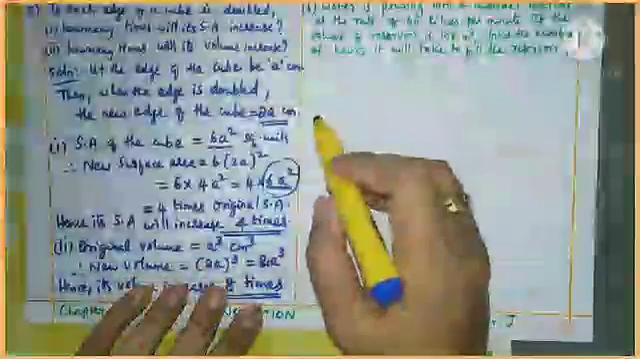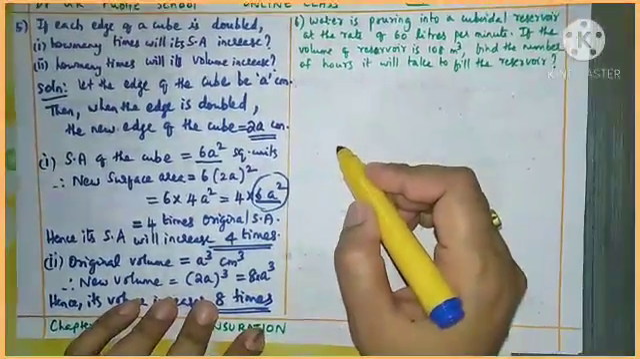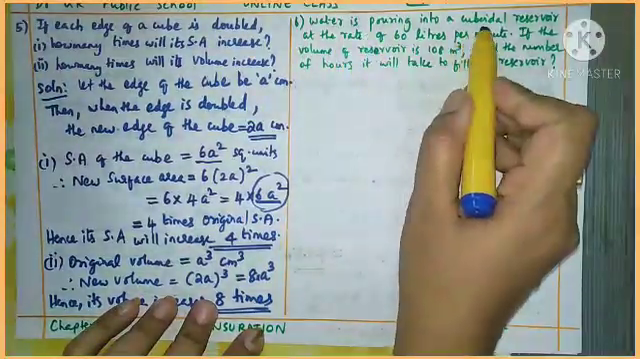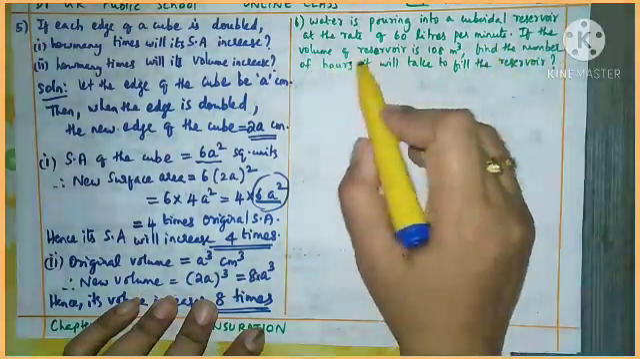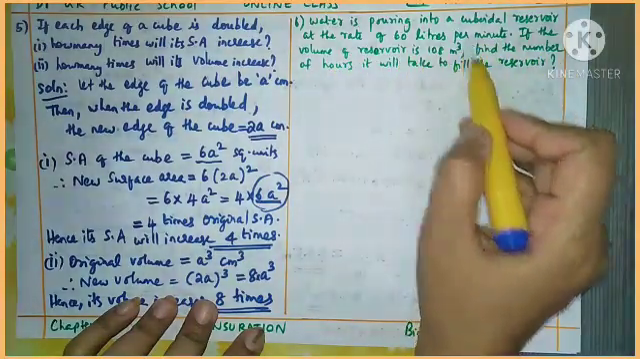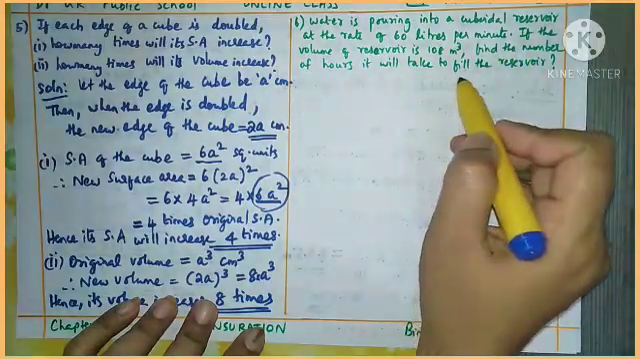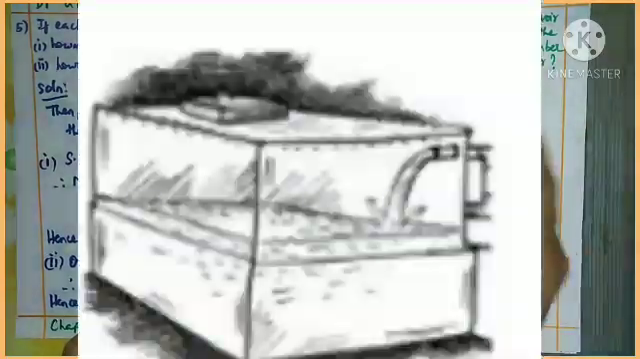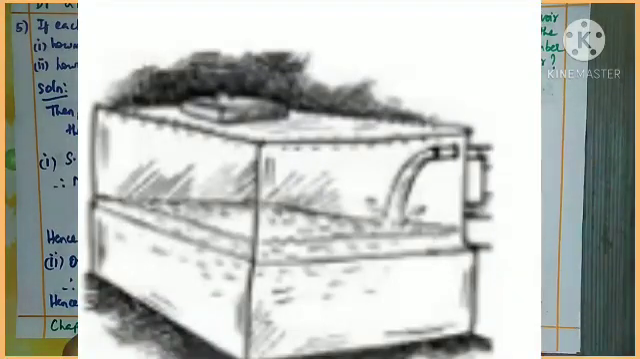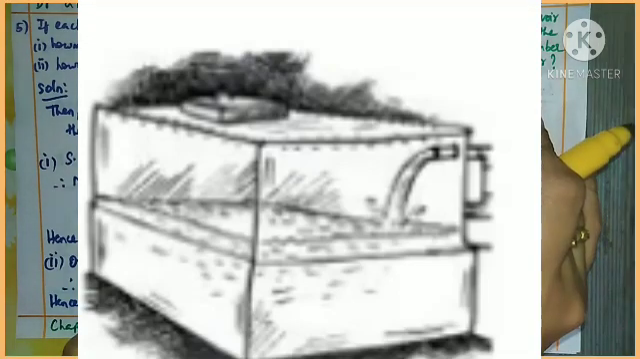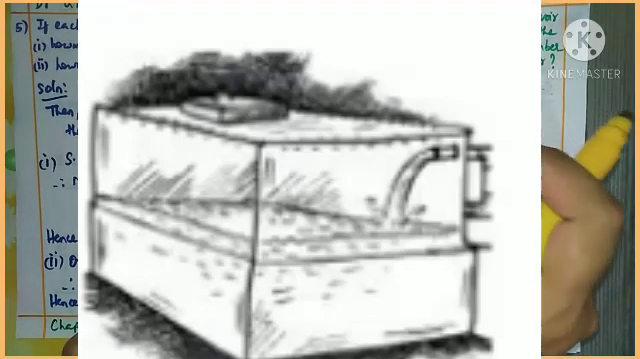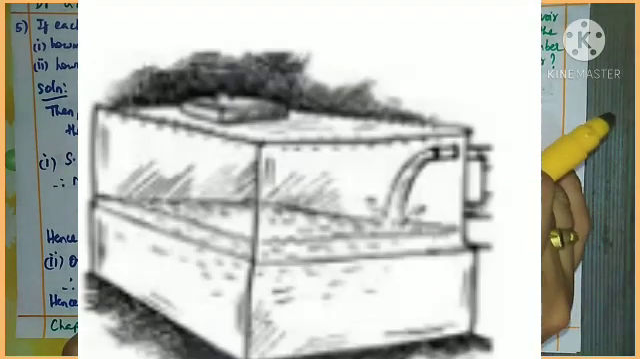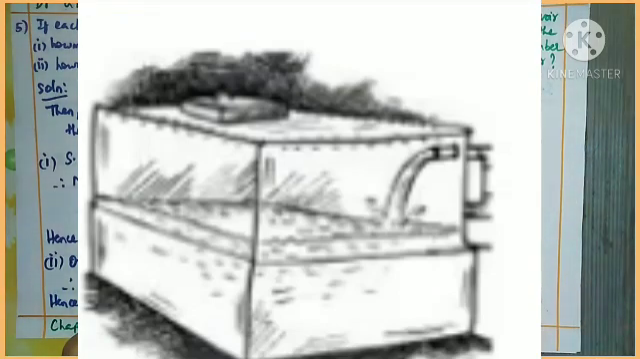Now see one more question, children, from the exercise here. Water is pouring into a cuboidal reservoir at the rate of 60 liters per minute. If the volume of reservoir is 108 meter cube, find the number of hours it will take to fill the reservoir. So reservoir means it is a container, maybe a tank or like that. Now water is being poured into the tank. The picture is available in your textbook also for this question.